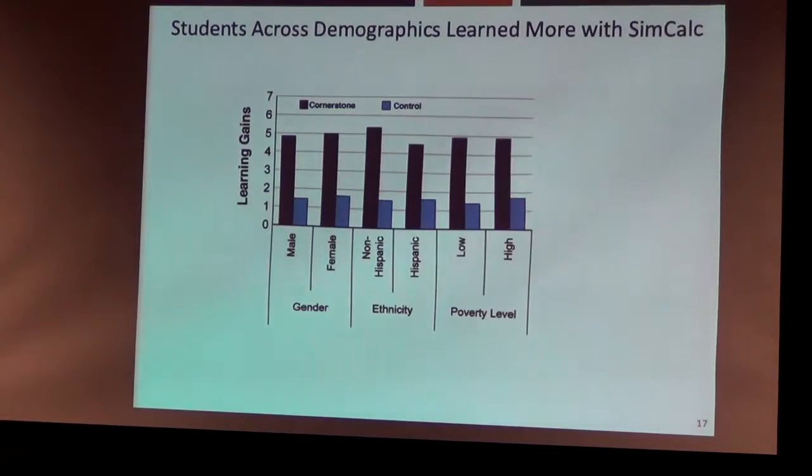So we wanted to look a little bit more closely, where here we see that gender, male, female, there was really no difference. For ethnicity, we had the students in, oh, and that's interesting, it says Cornerstone. Sorry about that. Pretend it says SimCalc. Our materials led to greater learning than the control materials, and based on poverty level as well. So this really wasn't one set of students driving this. We found across a large number of demographics, students were able to learn more conceptual math.